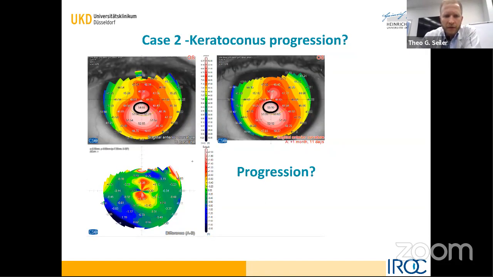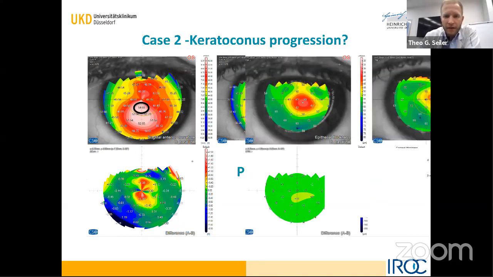I would finish with the second case. You can see on the left side a baseline examination, and on the right side, 1 month later, a progression of more than one diopter, which actually is quite borderline. If you have a look at the difference map, you can see that in some points it's even more. So there might be cross-linking necessary.